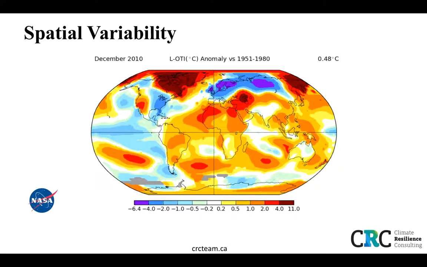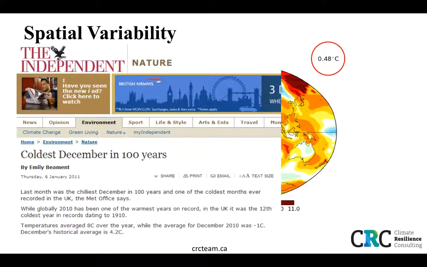Now we're looking at December 2010, which was about 0.48 degrees Celsius warmer than Decembers in the 1951 to 1980 base period. However, Western Europe and the UK was hit by a significant cold wave, and this made international headlines. There was snow in London, and Heathrow Airport was shut down for a few days. December 2010 was about 5 degrees colder than Decembers in the historical average.